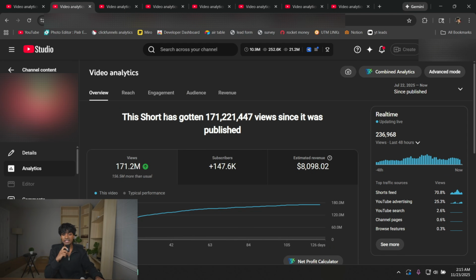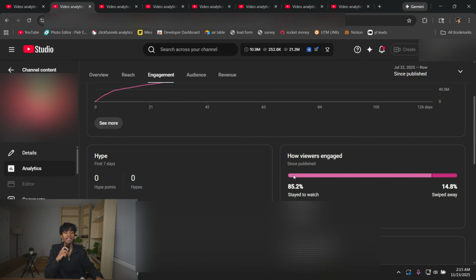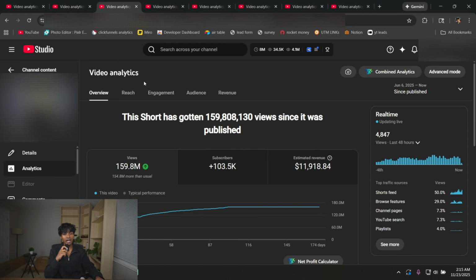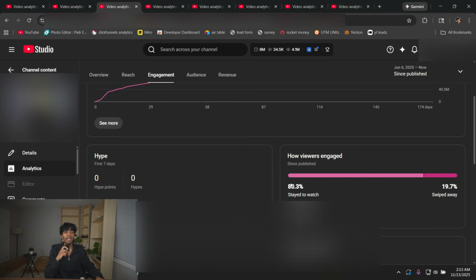For the 171 million view video, we had an 85.2% swipe ratio. And for the 159 million view video, we had an 80.3% swipe ratio. Now, really, the ideal swipe ratio we want to have is 81.1%. We're going to explain why this video went viral and all the other videos did as well, and how you can utilize this and systematize it so you can get good swipe ratios every single time on every single short you upload to get you more views and make you more money.